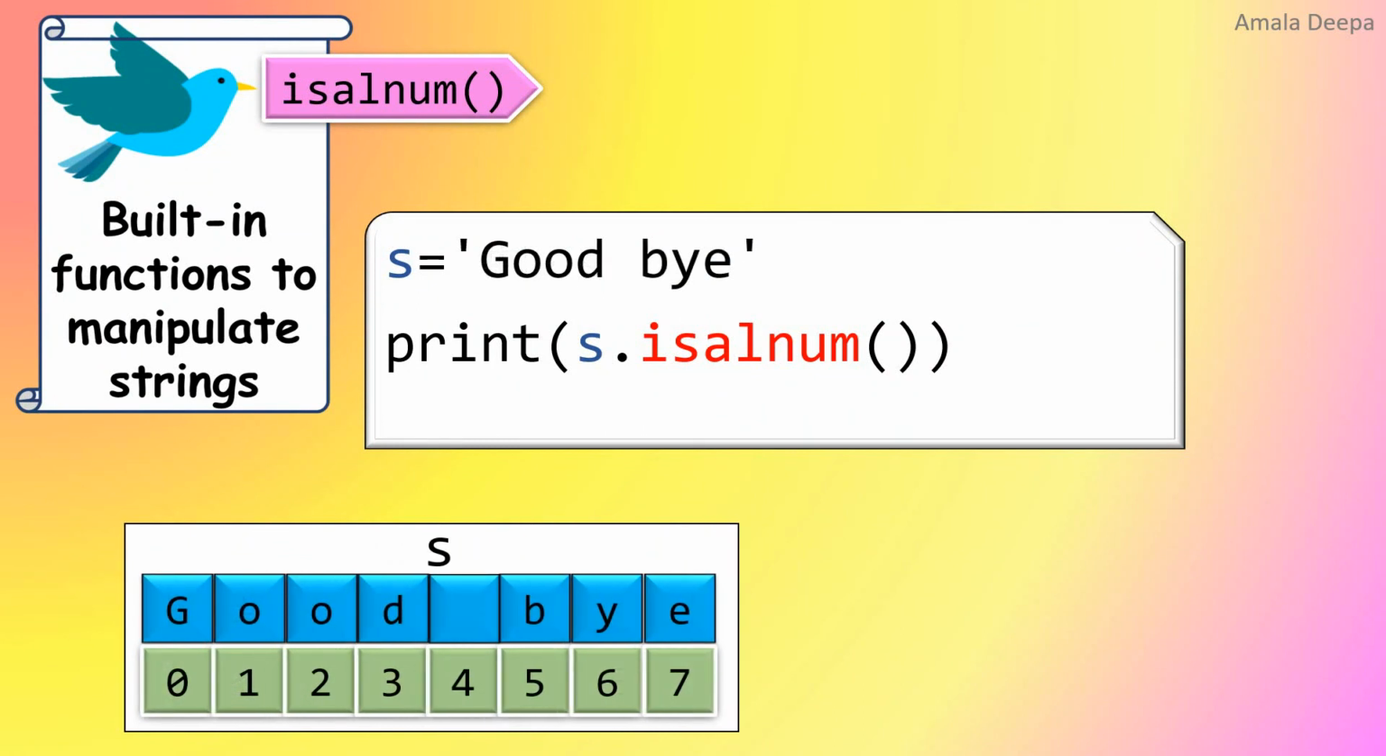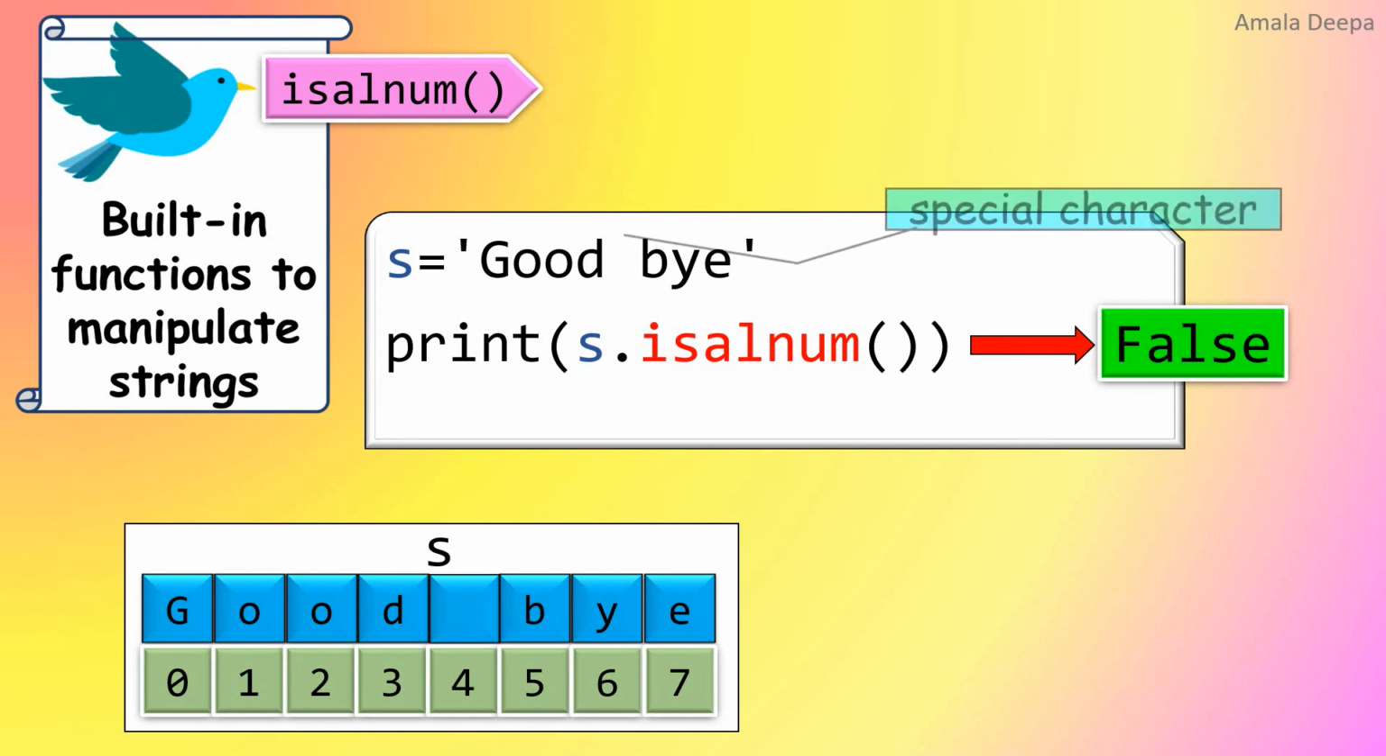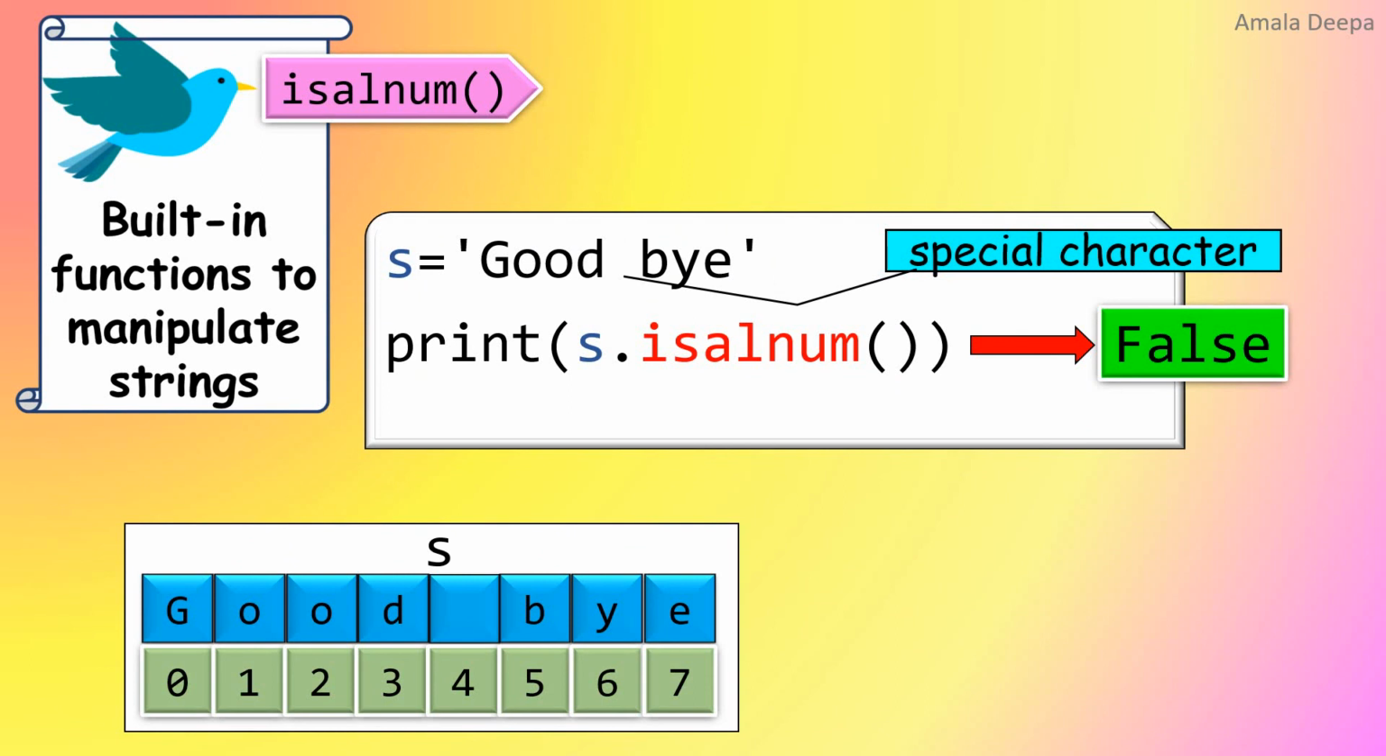Now the string is good bye. What will be the output? False. Why is it false? You may think that good bye is made up of all letters. No, there is a space which is a special character. So only when the string contains letters, digits, this function isalnum returns true. Otherwise it will return false.